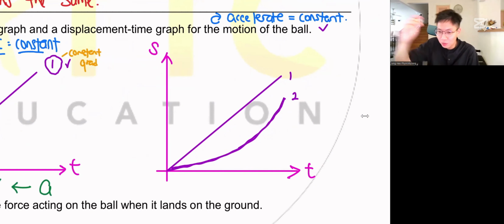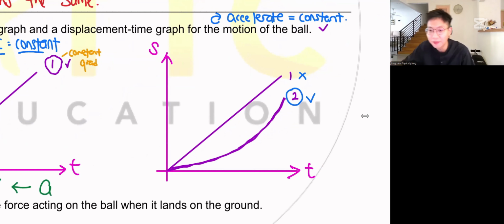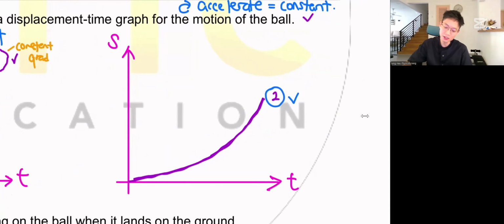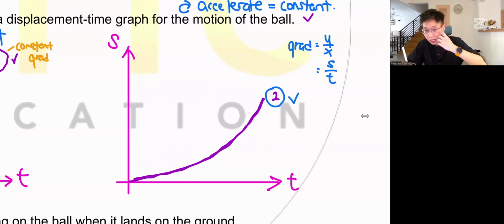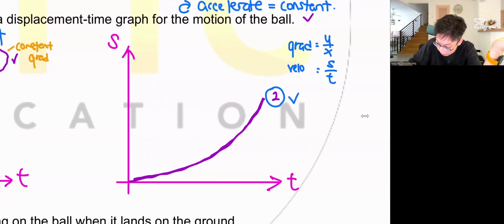Okay, now next we see this 1 and 2. The correct answer is 2, not 1. Why is number 2 correct? Because when you draw a graph, you need to think of it this way: gradient is equal to y-axis over x-axis. Since this y-axis is s and this x-axis is t, if I take s over t, I will get velocity.